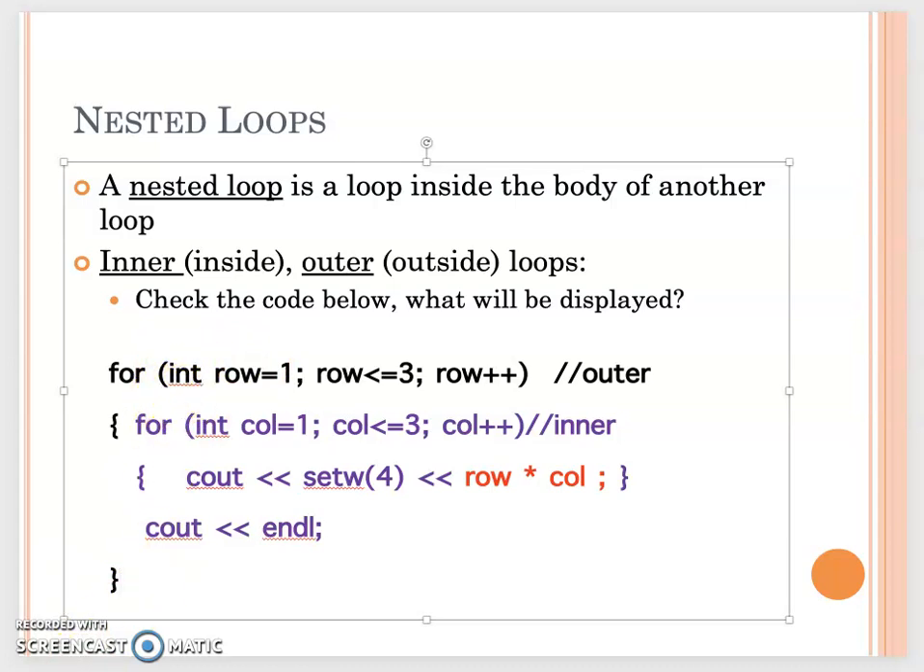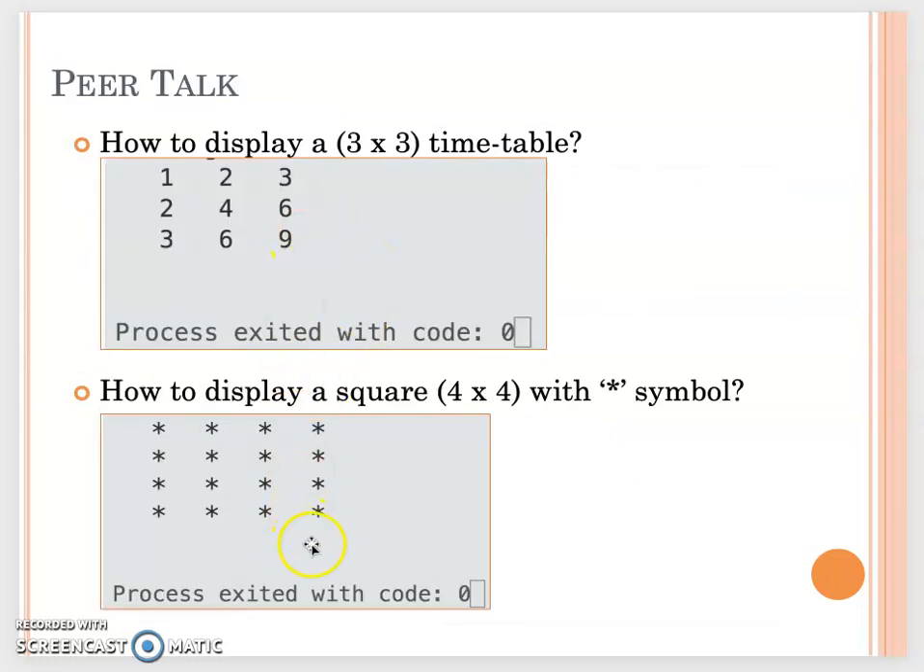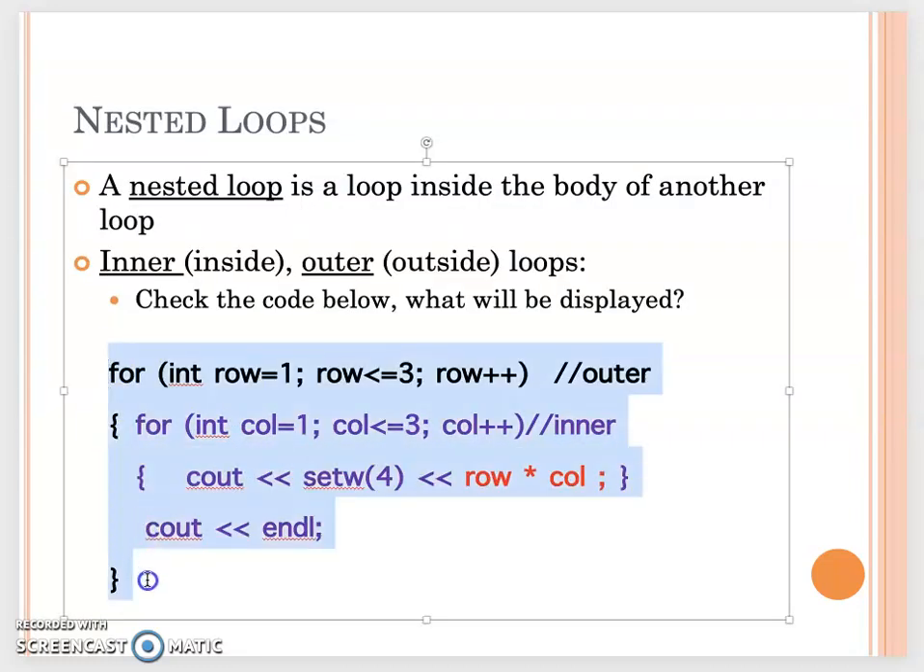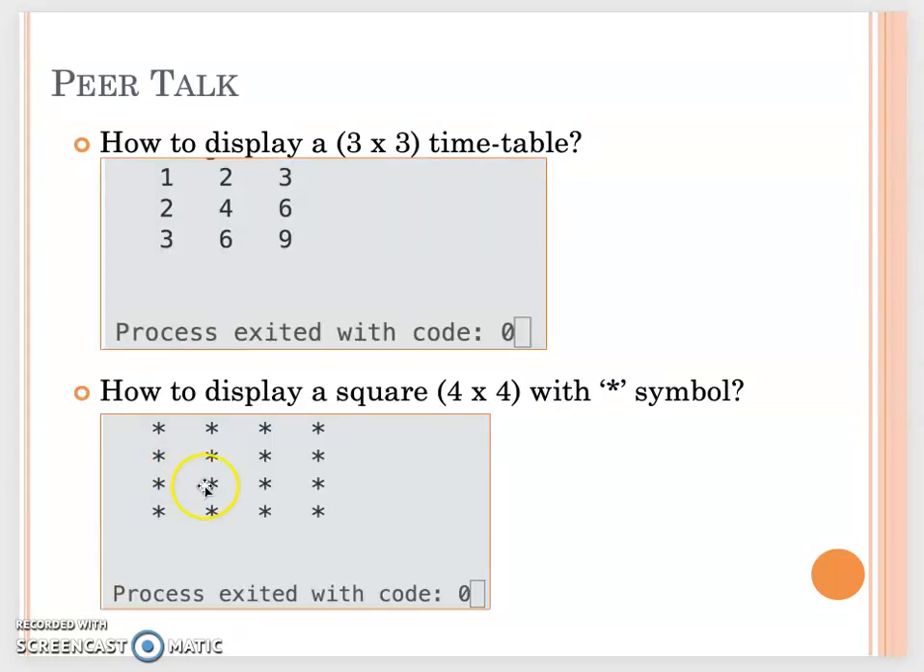Then for the next one, I will have a peer talk. I want you to see, can you display a 4 times 4 square like this with the star symbol? I want you to think about using this example, copy it over to your IDE, then start working on that. I will give you the answer in the next video.